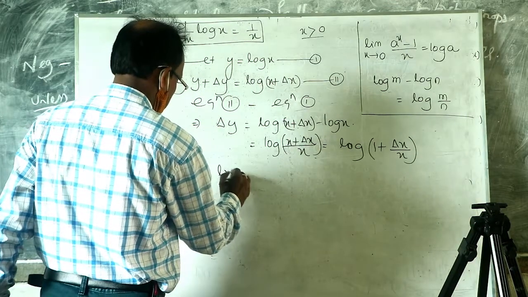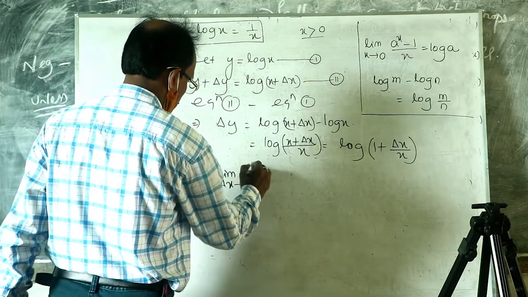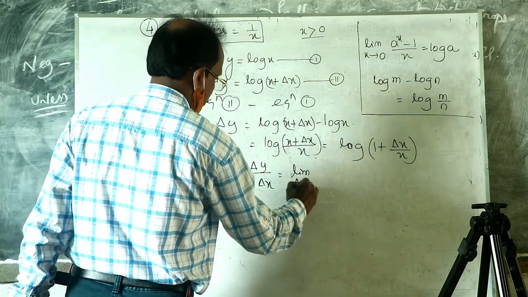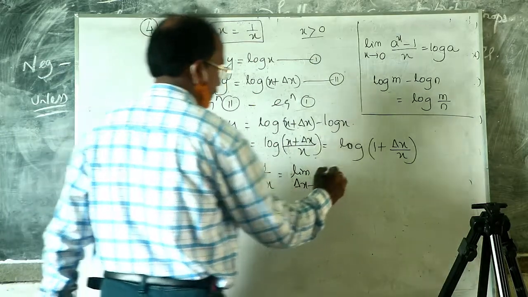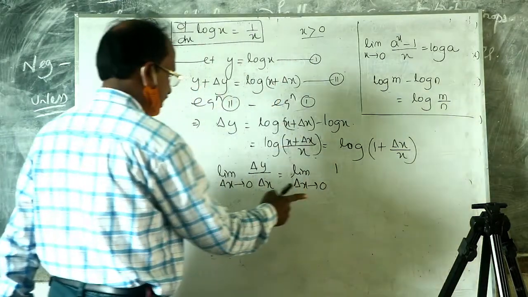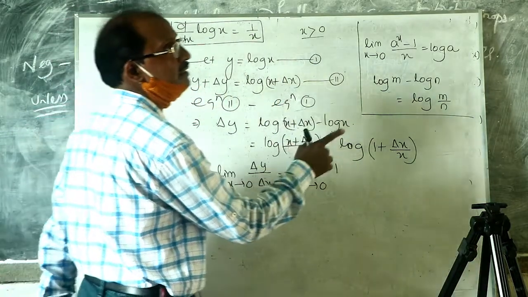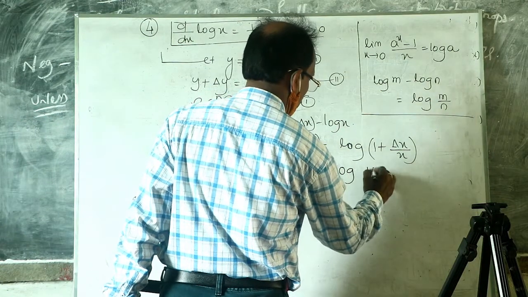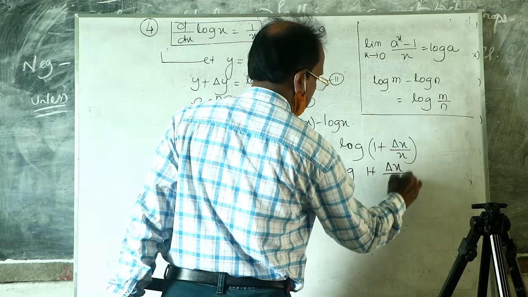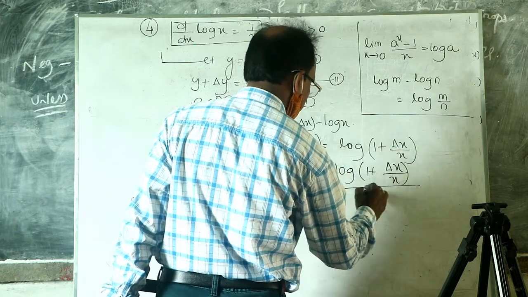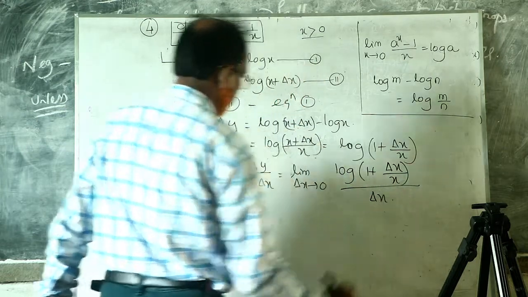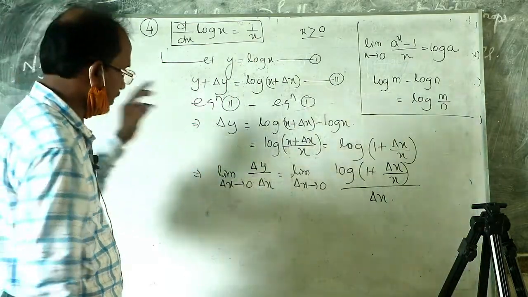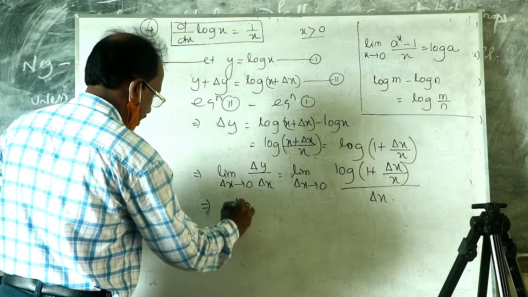So limit delta x tends to 0, delta y by delta x is equal to limit delta x tends to 0, dividing both sides by delta x and taking limit delta x tends to 0 on both sides, log 1 plus delta x by x whole by delta x. So delta y by delta x can be represented as dy by dx.